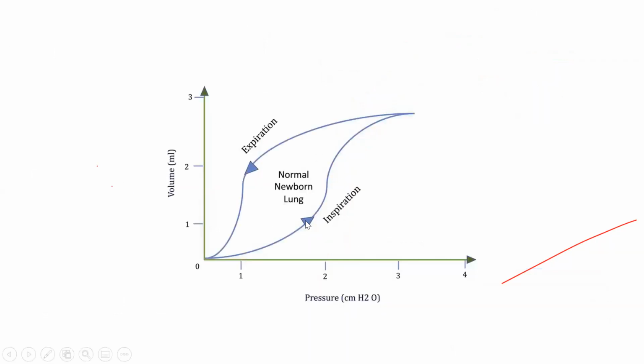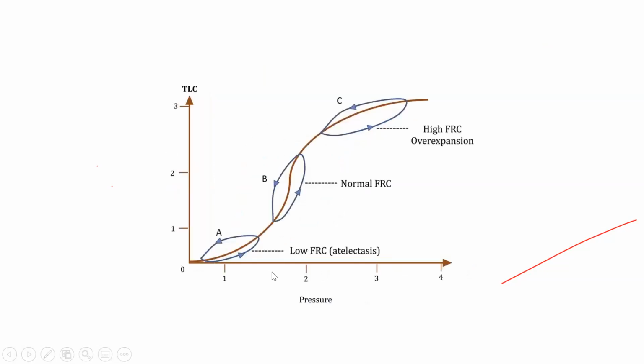So, normal newborn lung physiology, the inspiration phase. This is the pressure on the x-axis and volume on the y-axis. For every unit change in the pressure, there's a change in the volume of the lungs. So as we can see, in the initial part of the inspiration, it takes a lot of pressure for the volume to start going up, and then it starts peaking and then comes back again to expiration. A bit more explanation of this curve.